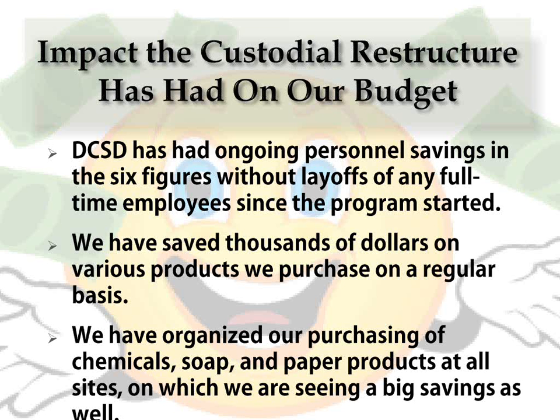We have organized our purchasing of chemical, soap, and paper products at all the sites, which we are seeing big savings from as well. The chemicals were a big one for us, and it was all about the dilution ratio. We went from a disinfection product that dispensed out of a 2-liter bottle at a 1:64 ratio to a less expensive disinfectant product that dispensed at 1:256. We saved thousands of dollars on this change district-wide, and it was a more broad-spectrum disinfectant.